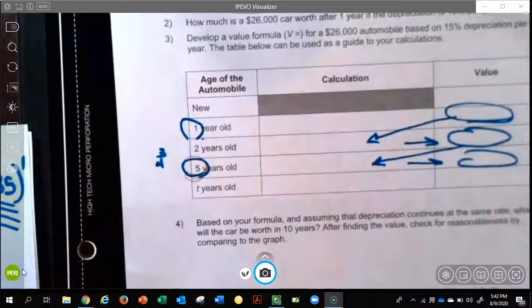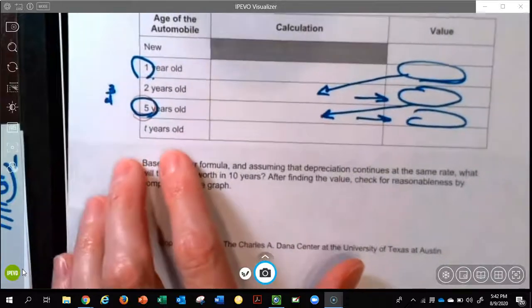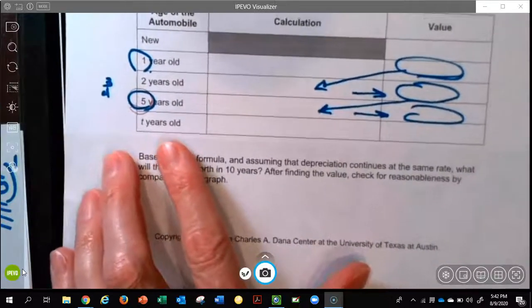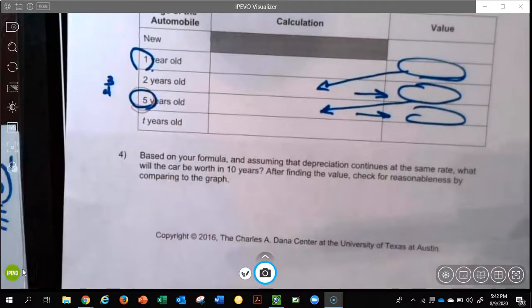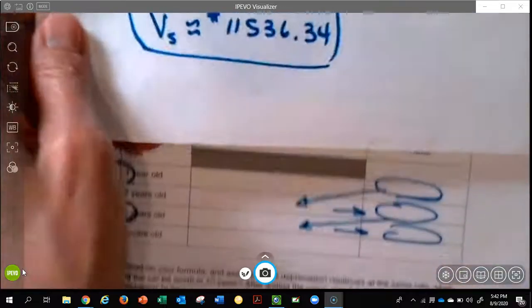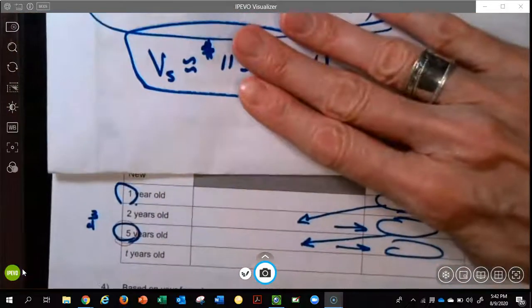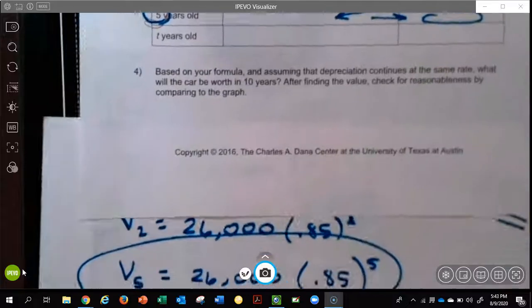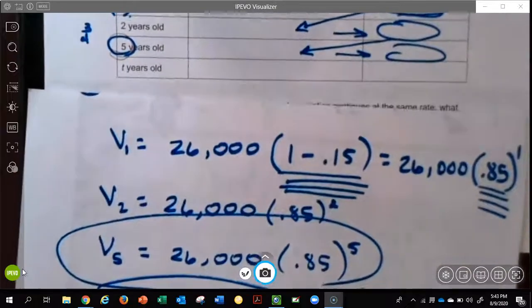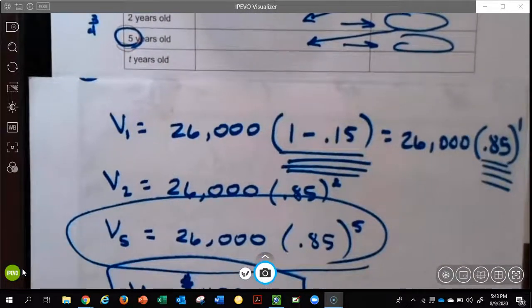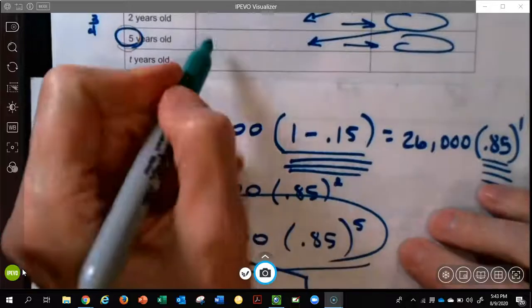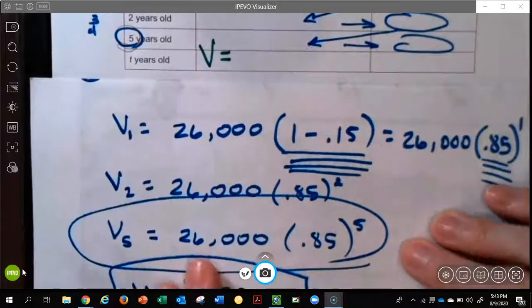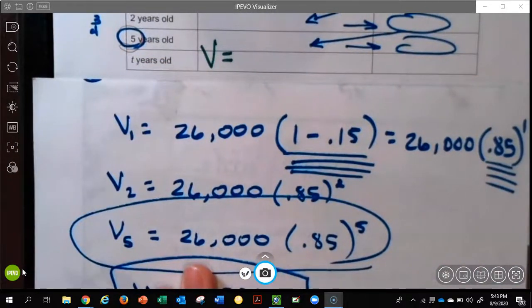This is still another great time for you to pause and think back on what we've done so far, because now we're going to make a general formula. When you're talking general formula, let's look at our pieces and parts, because our pieces and parts are going to change. Looking right here, a general formula. To find the value, I'm going to need the original starting amount.